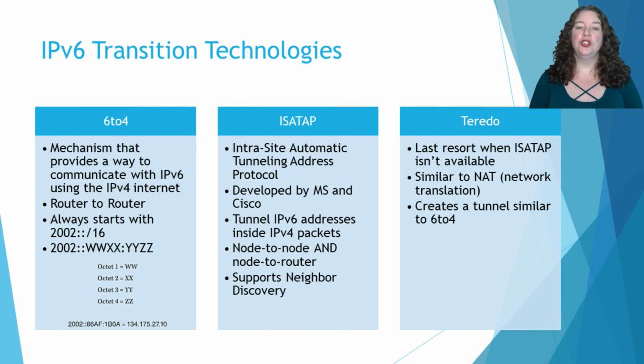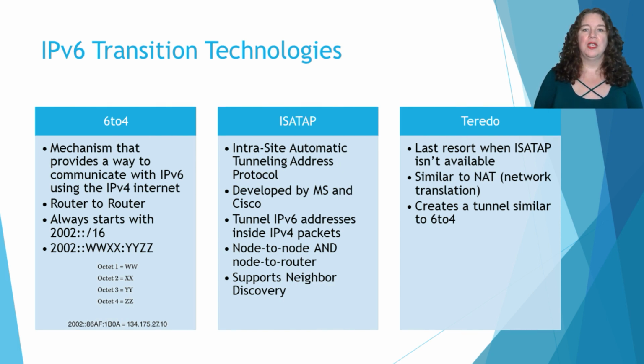ISATAP is the Intra-Site Automatic Tunneling Address Protocol. Microsoft and Cisco got together and decided to make this protocol to be able to tunnel an IPv6 address inside of an IPv4 packet. This is designed for node to node or, specifically, node to routers. It does neighbor discovery as well. So it allows you to use that information to turn your IPv6 from a singular node to another node or to a router.